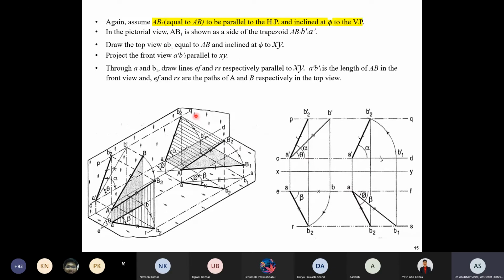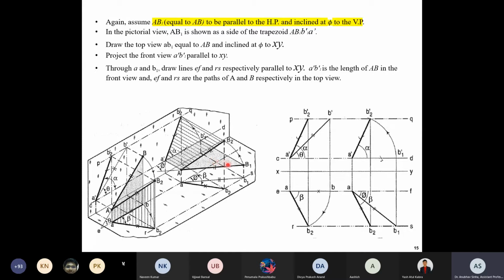Now in a similar way, I can assume that AB1 is one line which is parallel to HP and inclined at phi angle to the vertical plane. Okay, so the same thing that we have discussed so far. Now I'm just giving you the steps of construction. So again we have a trapezoid. This is the trapezoid A dash, B1 dash, B1 capital. This A, B1, B1 dash, and A dash, this shaded region, is the trapezoid.